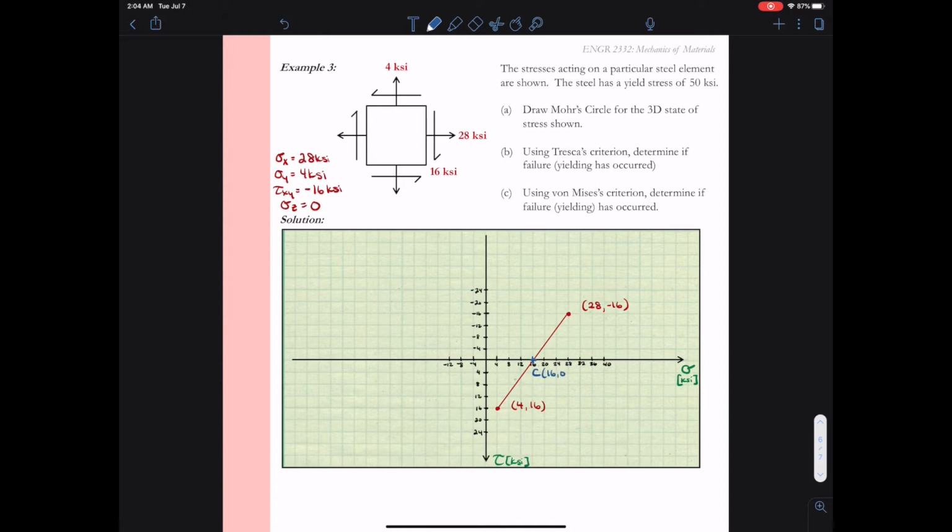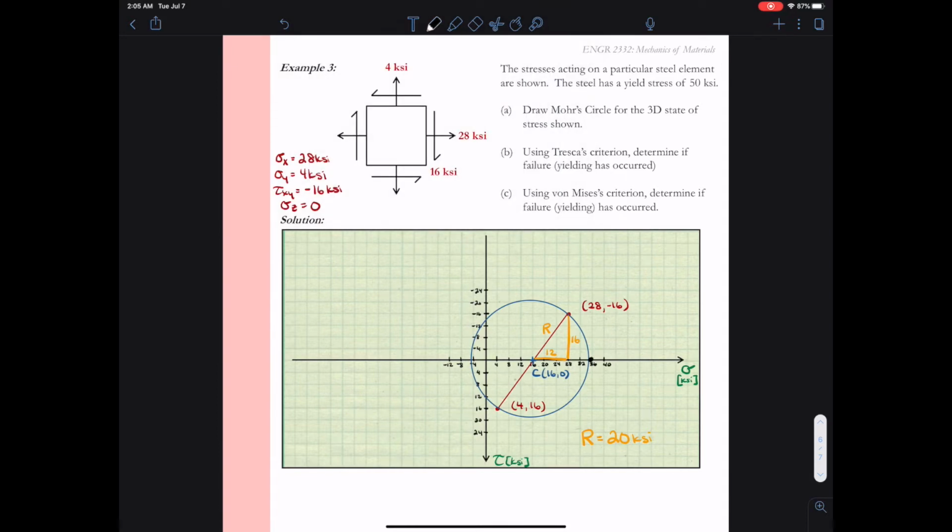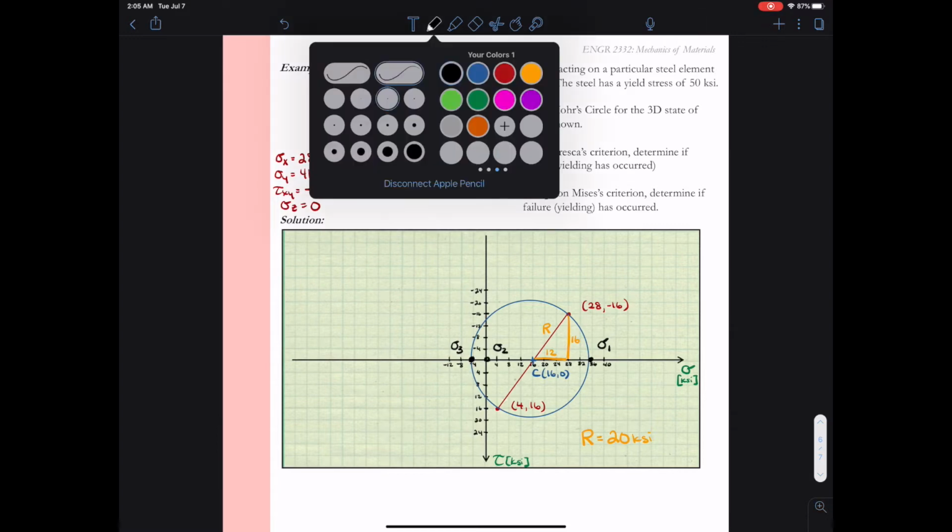I follow the same steps I followed always for Mohr's circle. This blue circle then represents all the possible states of stress in the xy plane. I want to solve for the radius, so I'll sketch in an orange triangle as such. I see the base is 12, the height is 16, so this is a 12, 16, 20 triangle or a 3, 4, 5 triangle. So I can see that my radius is going to be 20 ksi. I could also verify this doing calculations.